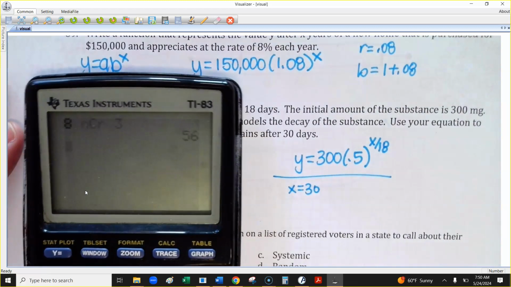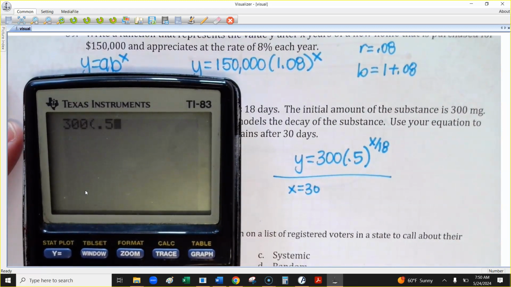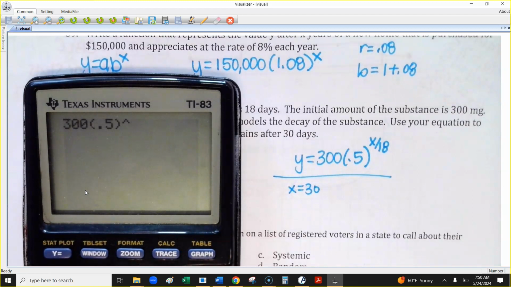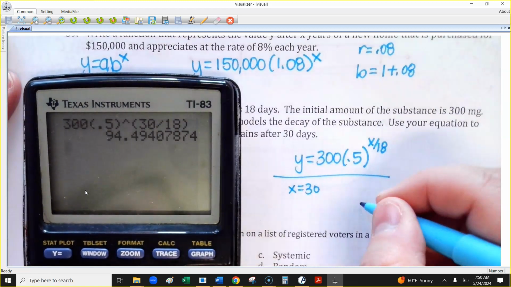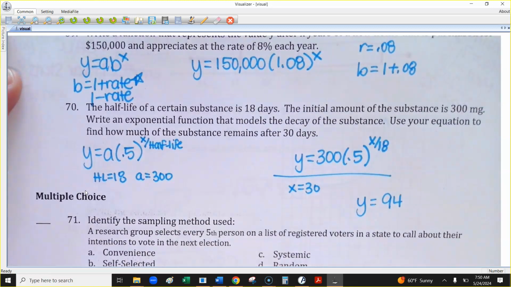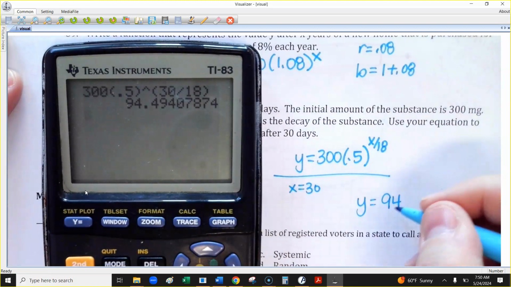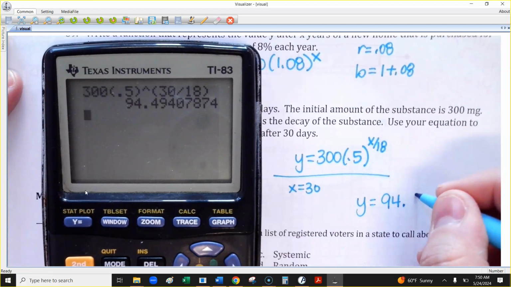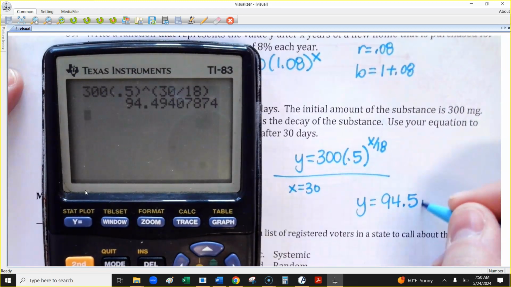So we're doing 300 times 0.5. And then here's what I would do, I would put parentheses around that exponent if you can't see that it's all in the exponent, because you don't want to do 30th power and then divide the whole thing by 18. So make sure either figure out what that is or just put that in parentheses. So we should have, what are we supposed to round to? Ooh, it doesn't say. All right, so let's say we'll say about 94.5 milligrams is what we would have left.